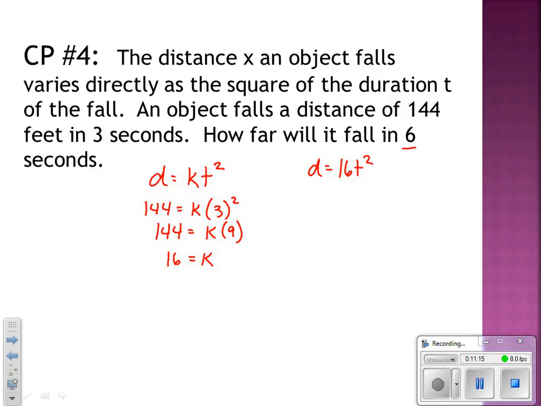I want to know how far it's going to fall if I have 6 seconds. So distance is going to be 16 times 6 squared. Okay, 16 times 36 is 576. Don't forget your label.